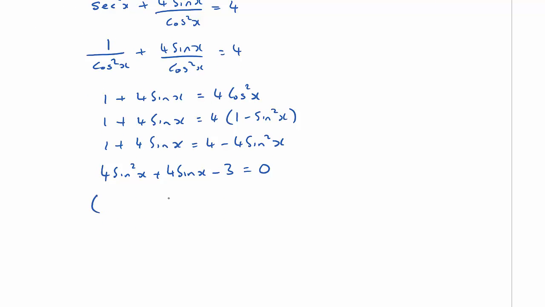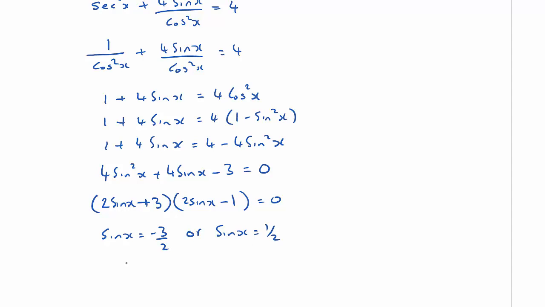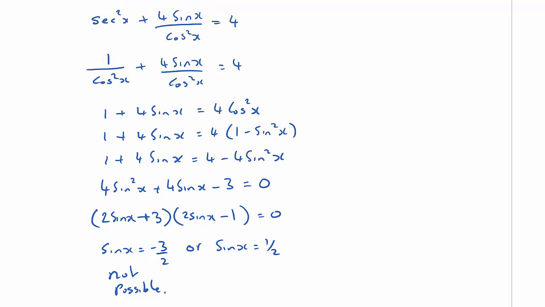Okay, now I think we can factorize this, which is nice. Always nice if we don't have to use the quadratic formula. I think if we go for 2 sine x and 2 sine x, and then go for 3 and 1, and then if we have a plus here, which will give us plus 6 sine x, and then minus there will give minus 2 sine x. So we've got sine x is equal to negative 3 over 2, or sine x is equal to a half. And this one is not possible. Sine would always be between negative 1 and 1. So that one's not possible. So we just got sine x equals a half.